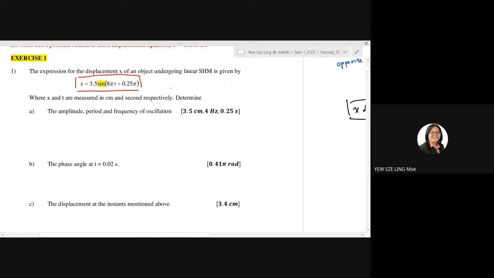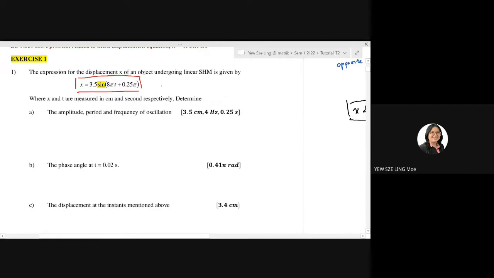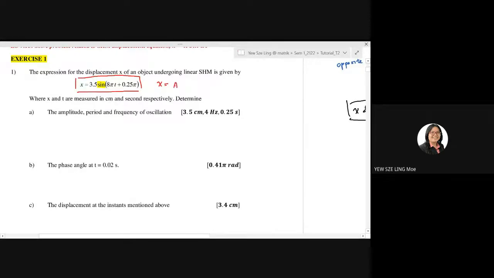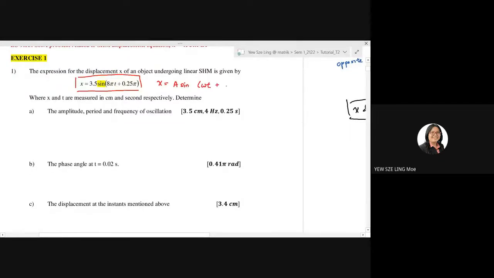If the question gives you in terms of cos, then the general equation we use is in terms of cos. So don't always get confused between cos and sine. Always refer to the question given. If the question gives you sine, then for the general equation of x we use sine. So x equals A sine omega t plus phi, where phi is your initial phase angle. So this is the general equation.